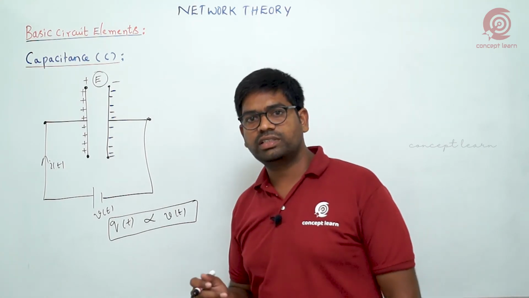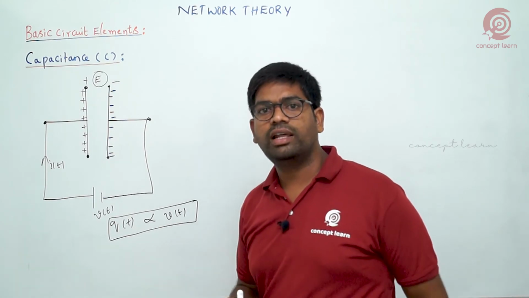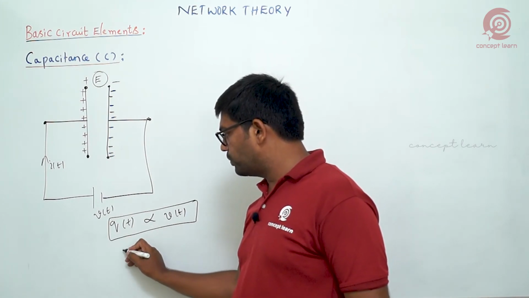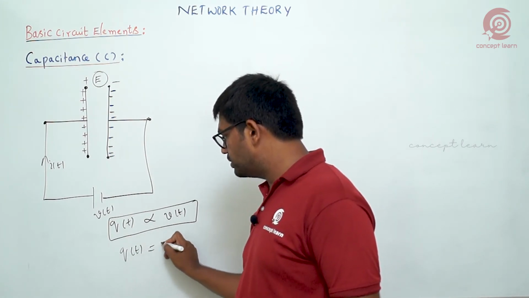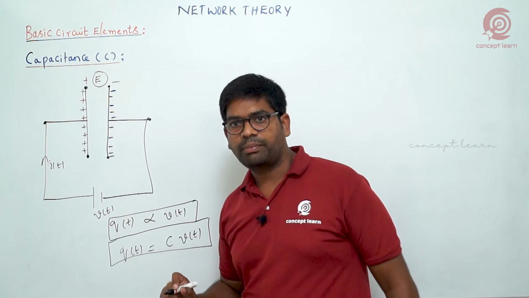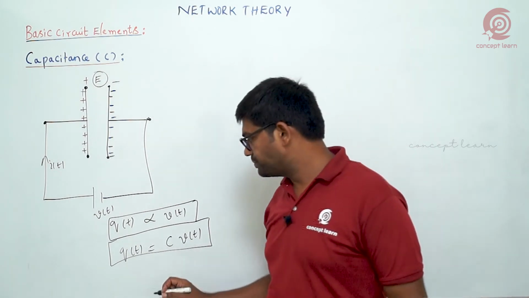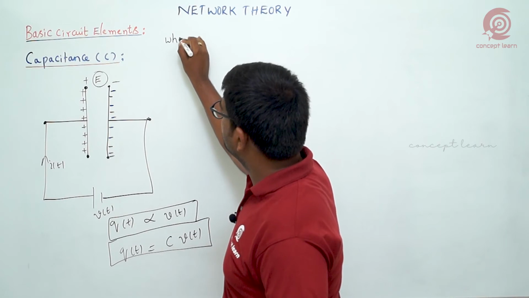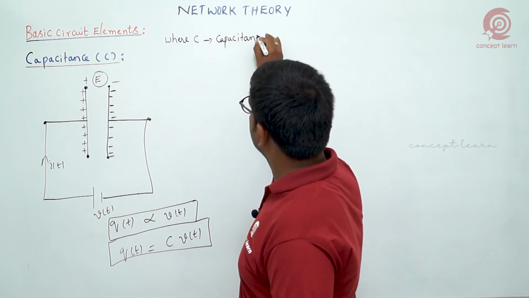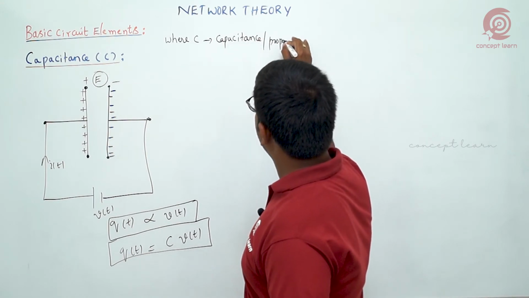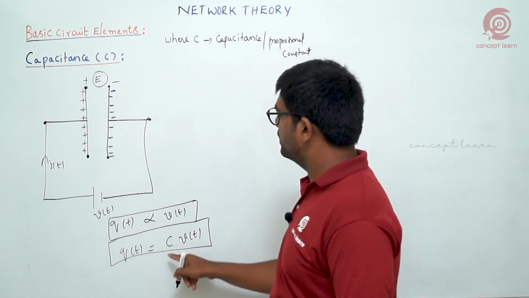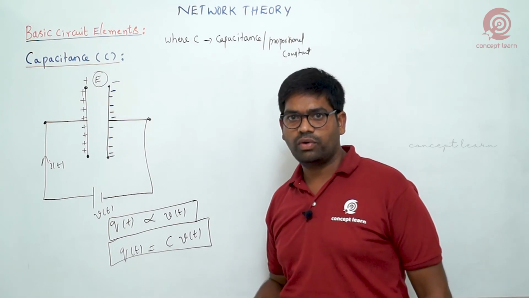That is the way we are imposing our Ohm's law into these two elements, that is, inductance and capacitance. When you remove this proportionality, what will be the relation we get? Q of t is equal to C into V of t, where C is the proportional constant or capacitance. It is just a constant, only charge and voltage are time varying quantities.